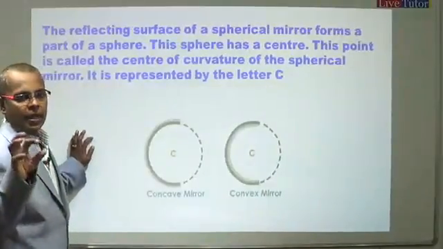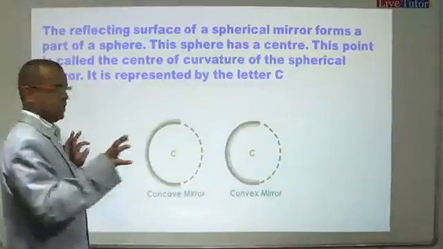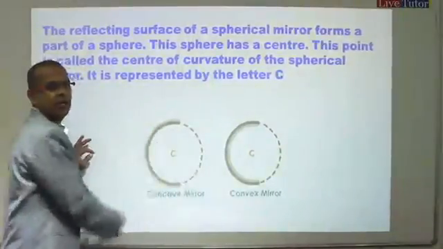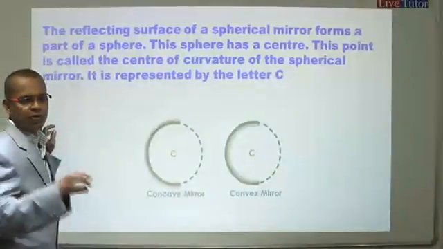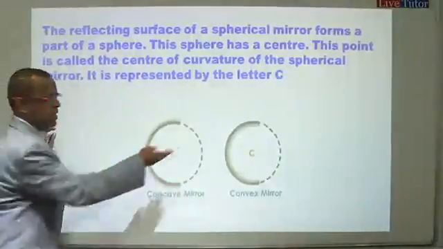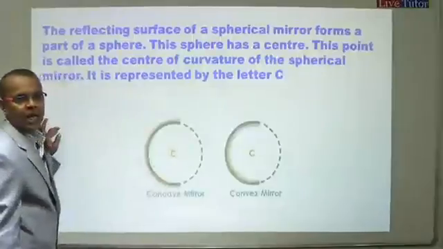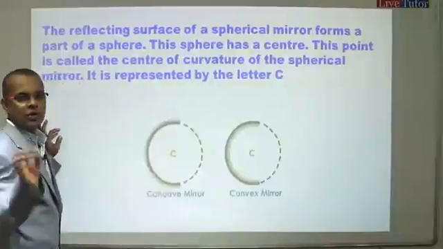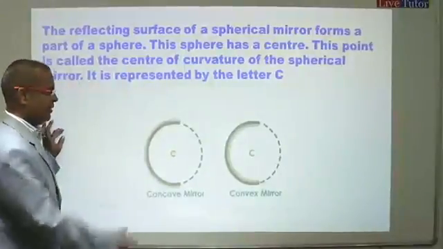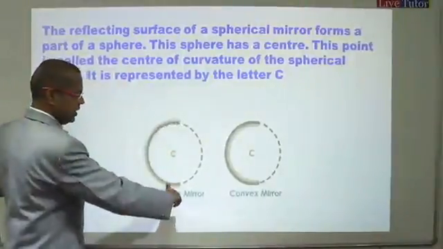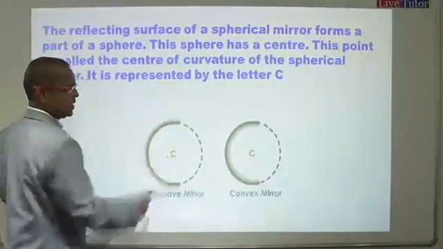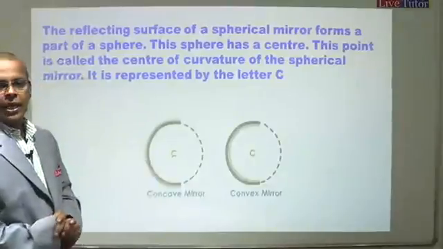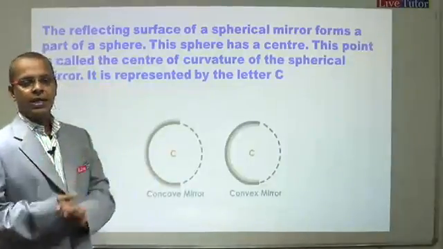And then, the spherical mirror is taken from a sphere, isn't it? So the reflecting surface of a spherical mirror forms a part of this big sphere, and this sphere has a center. This center is called the center of curvature. That means this is the curve, and for this curve, this is the center. It is represented by the letter C.